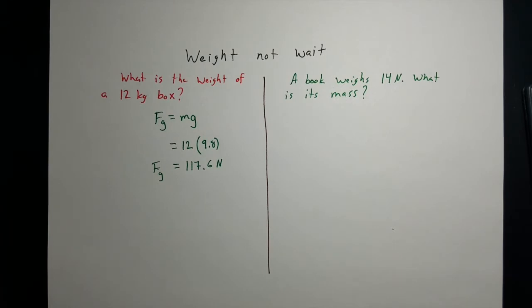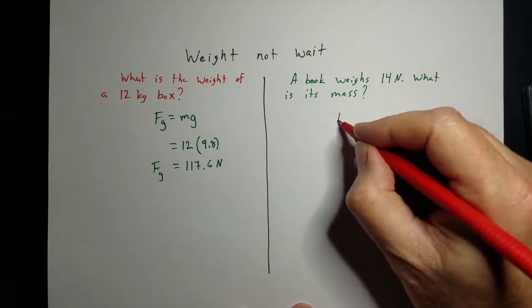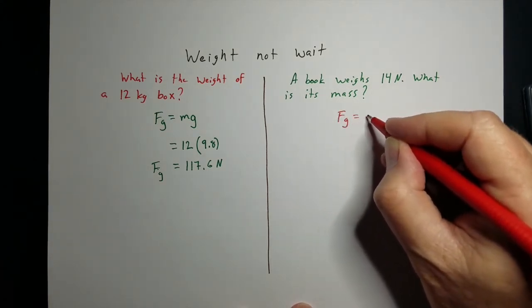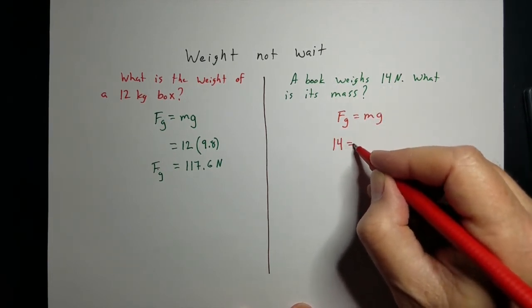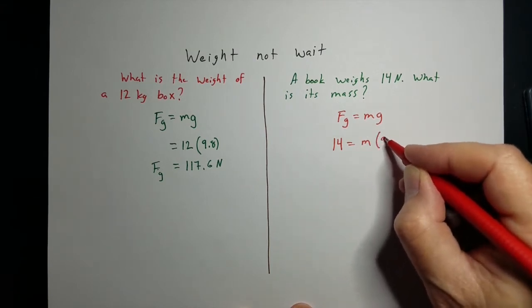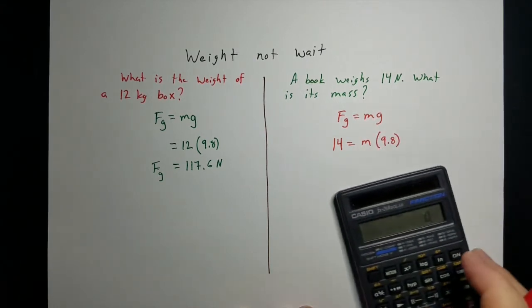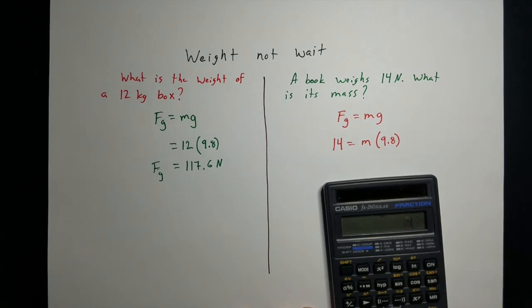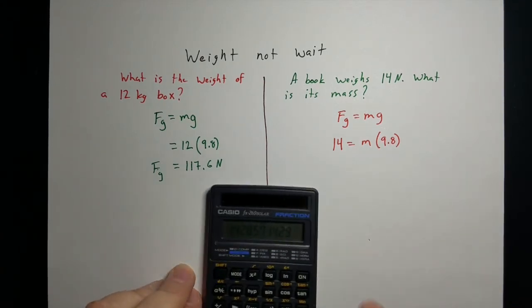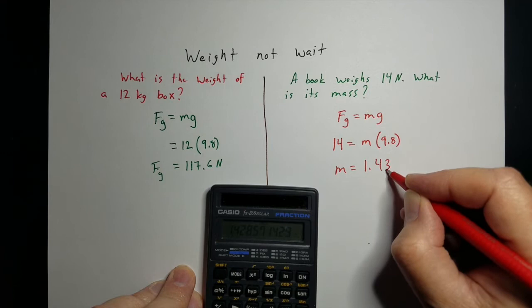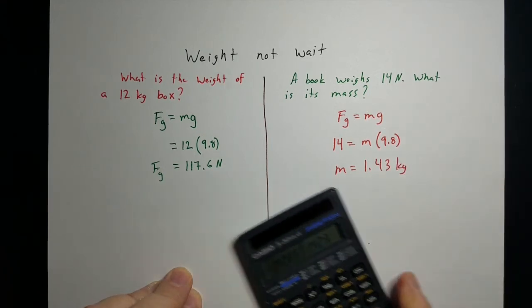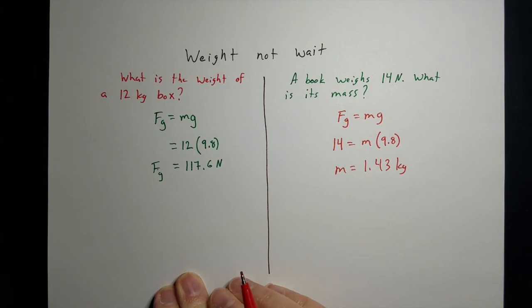So what if we have to go the other direction? What if we know the weight and we want the mass? Well, it's still the same thing. It's still weight is equal to mass times gravity. Except this time we know the weight. We know that's 14. We don't know mass, but again, gravity is 9.8. So this time we're going to divide 14 divided by 9.8. And we get a mass of 1.43 kilograms. So if you know weight, multiply by 9.8. If you want mass, divide by 9.8.